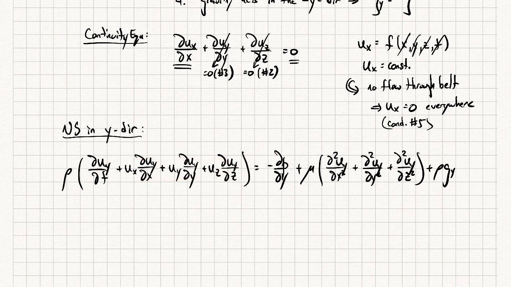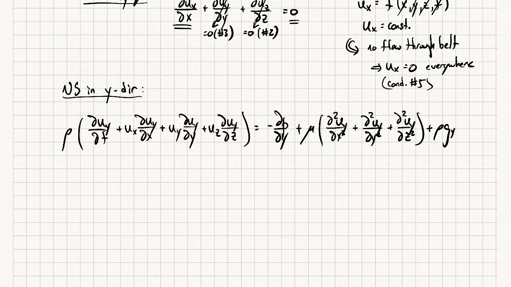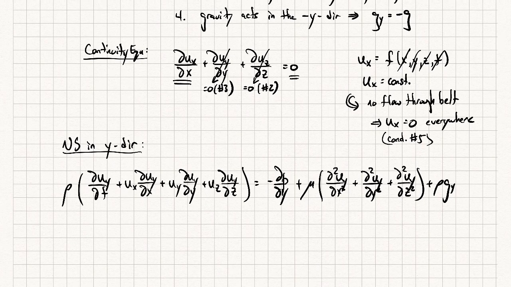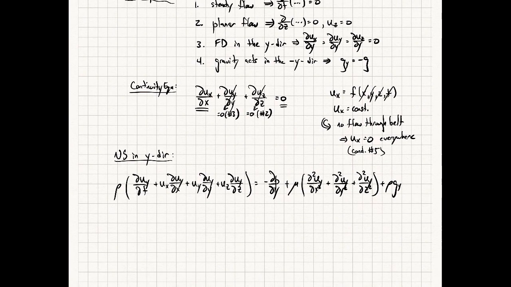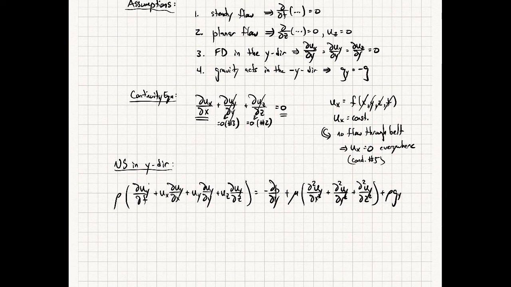Okay, so there's our Navier-Stokes equation, and just like the continuity equation, we'll go ahead and simplify using our assumptions. So I'm going to shrink this down so I can see my assumptions a little more easily. The first term is 0 because of assumption number 1, that it's steady.